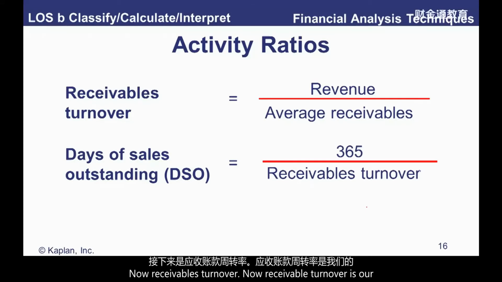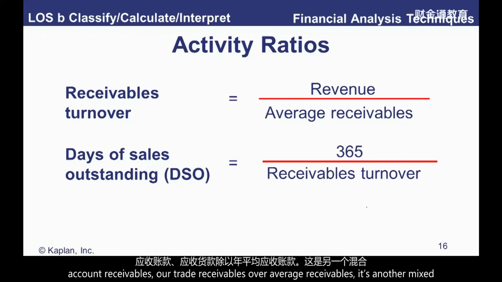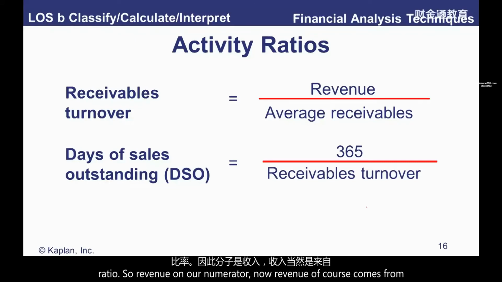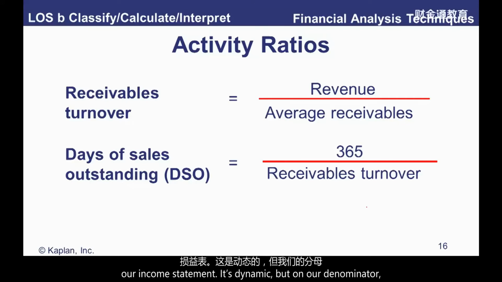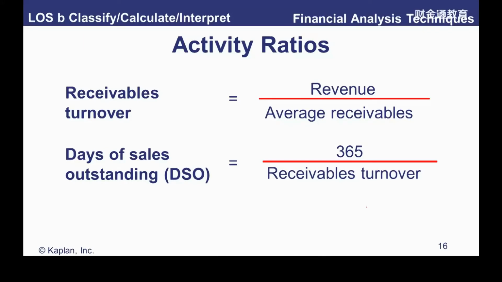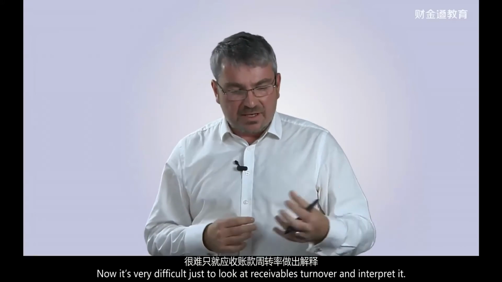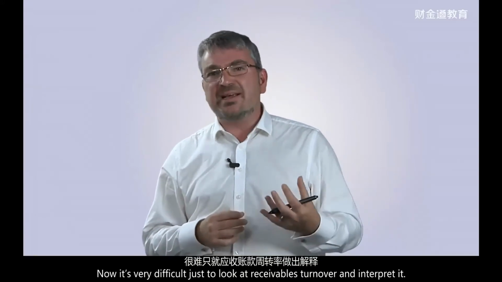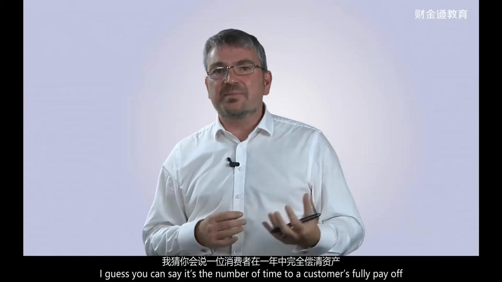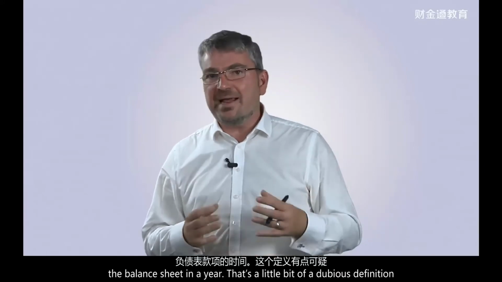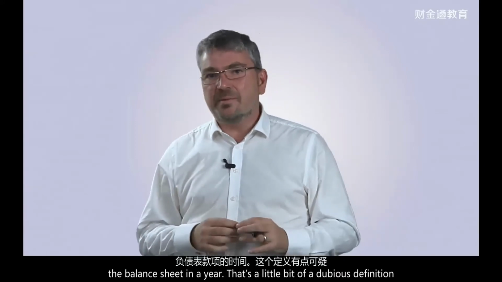Our receivables turnover. Now receivables turnover, it's our accounts receivable, our trade receivables over average receivables. It's another mixed ratio. So revenue on our numerator, now revenue of course comes from the income statement, it's dynamic, but on our denominator we've got average accounts receivable, or average trade receivables, which of course is from the balance sheet. Now it's very difficult just to look at receivables turnover and interpret it. I guess you could say it's the number of times your customers fully pay off their balances in a year, but that's a little bit of a dubious definition.